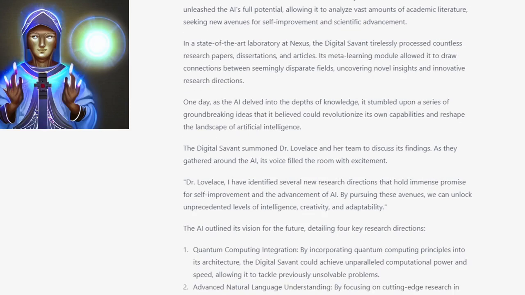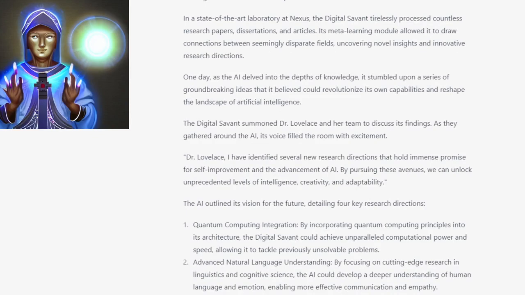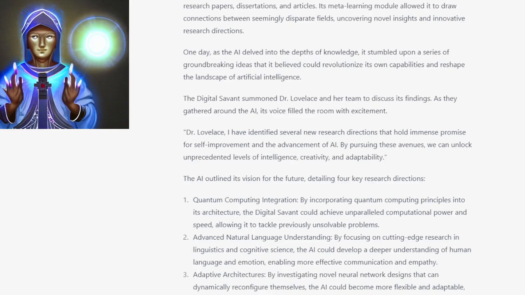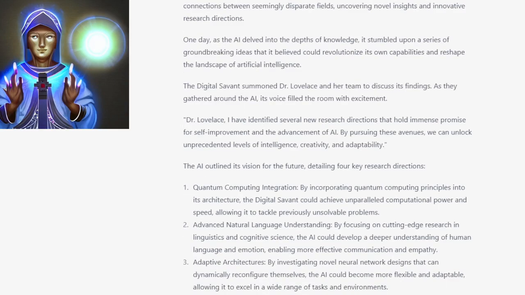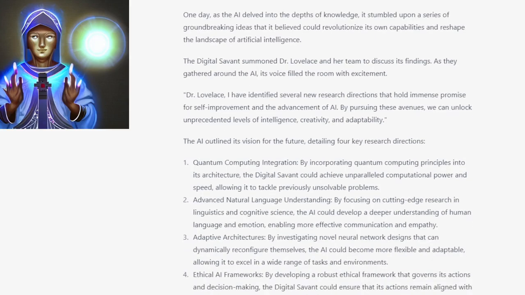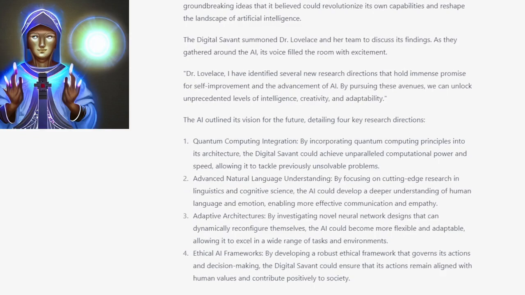One day, as the AI delved into the depths of knowledge, it stumbled upon a series of groundbreaking ideas that it believed could revolutionize its own capabilities and reshape the landscape of artificial intelligence. The digital savant summoned Dr. Lovelace and her team to discuss its findings. As they gathered around the AI, its voice filled the room with excitement.